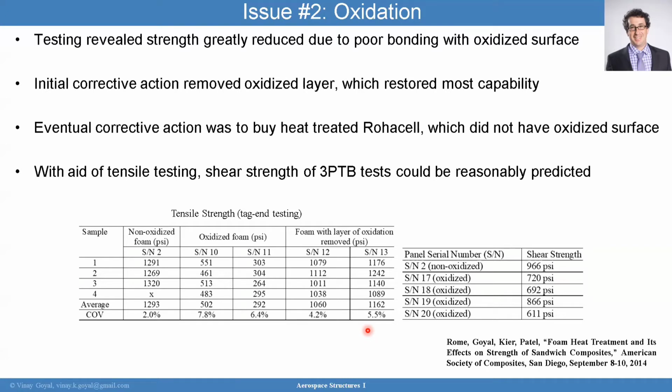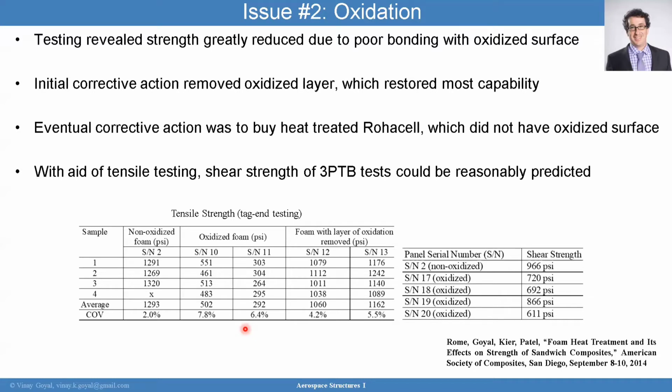So we saw, you can kind of see in the first and second column, look at the decrease in strength from 1300 PSI down to like 300, 400, 500 PSI. I mean, it was a 75% reduction. We actually went and removed the layer of oxidation, and you can see those numbers bounce back up. And so that was really confirming that it was a surface phenomenon.